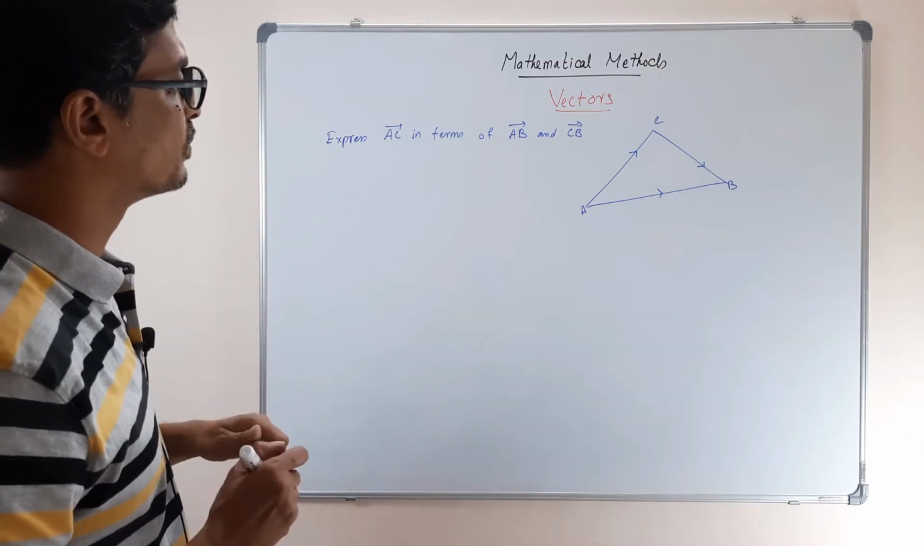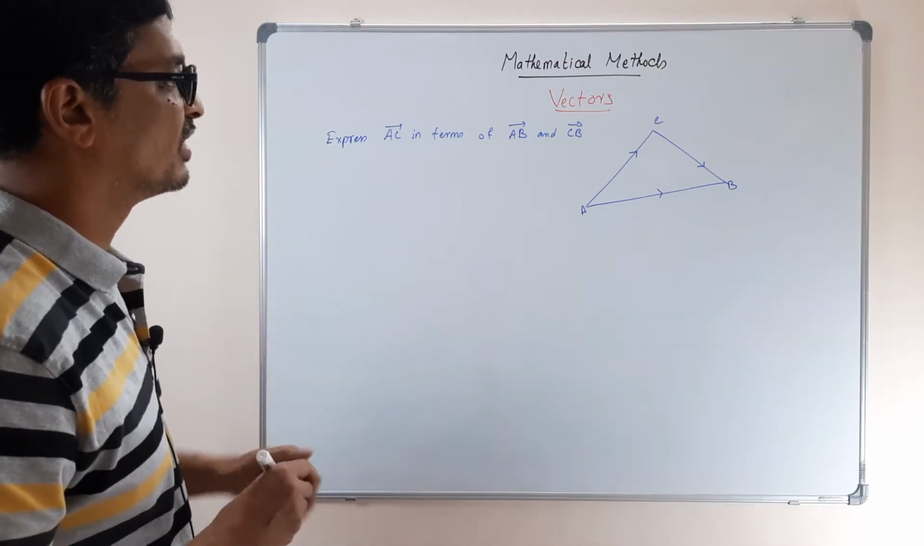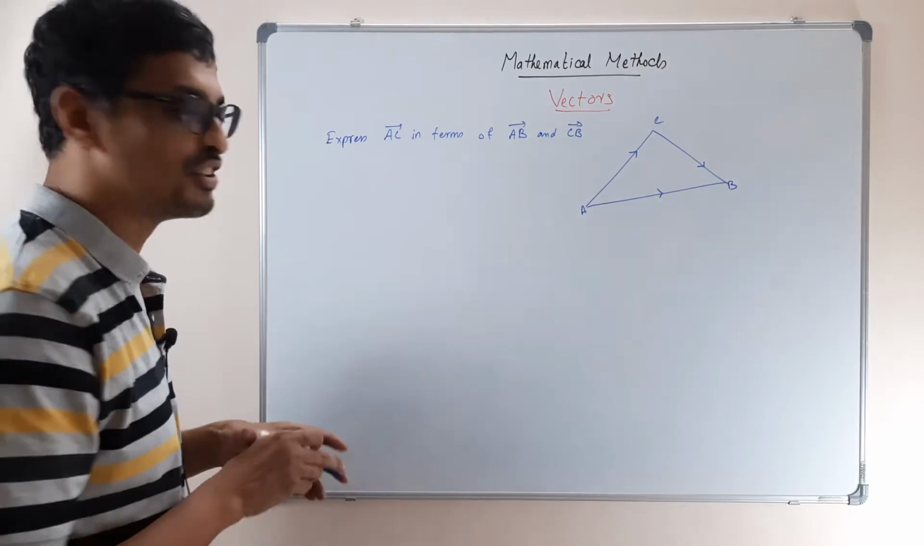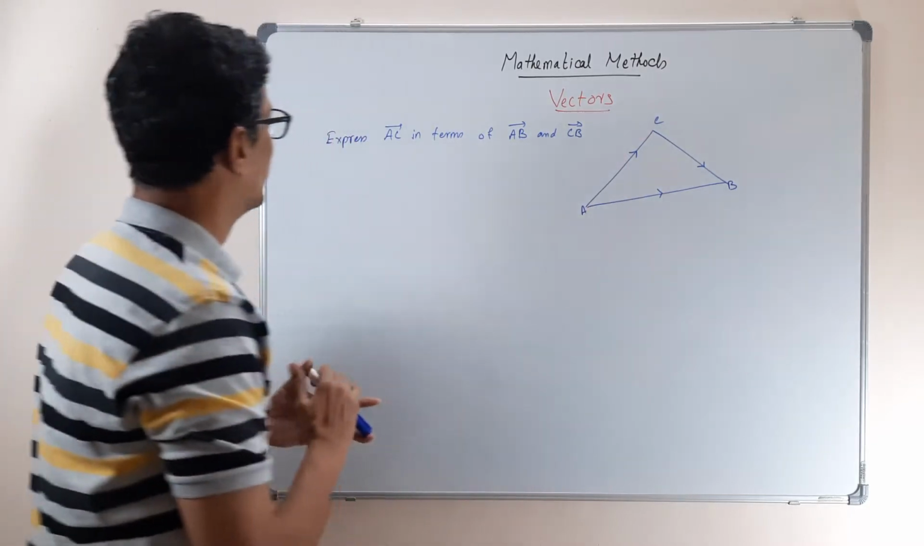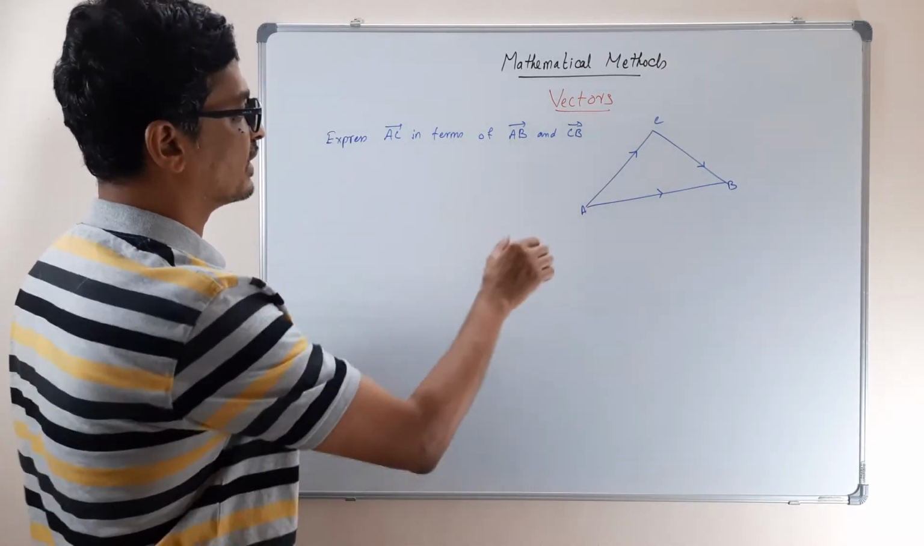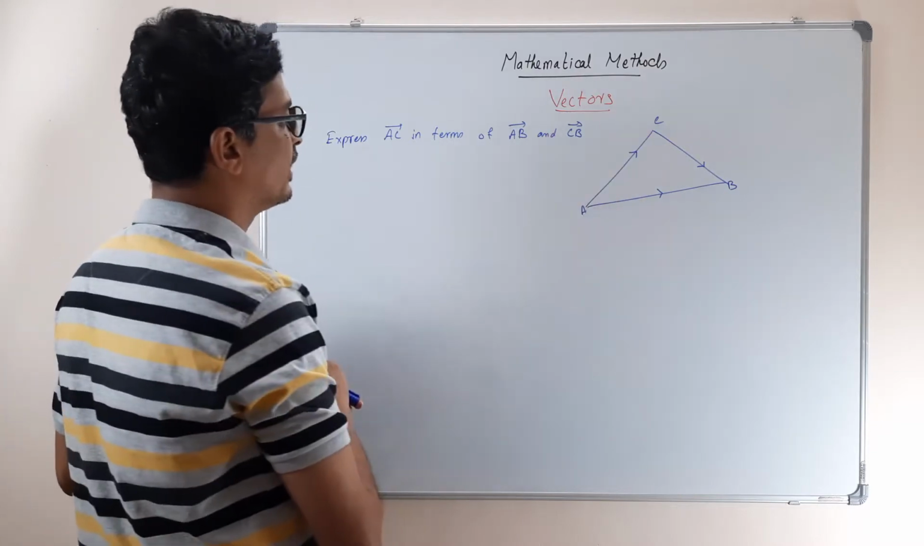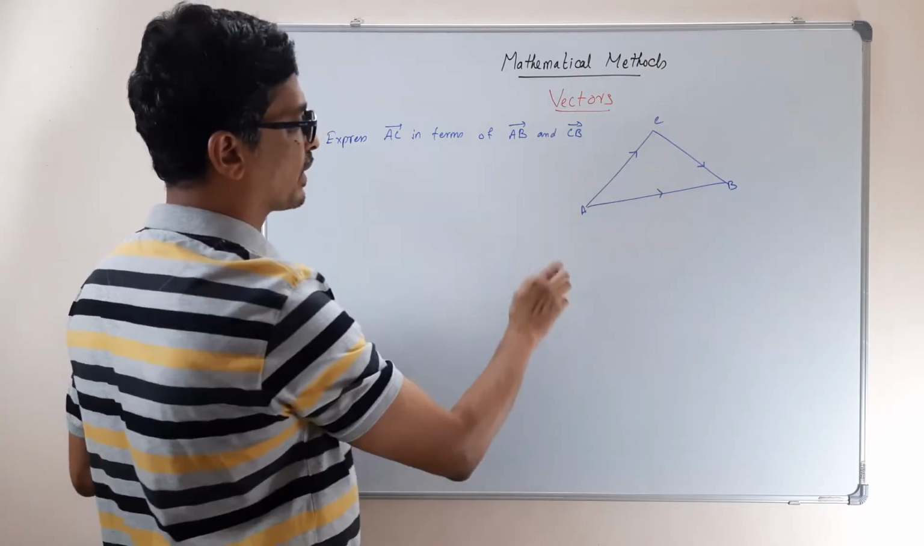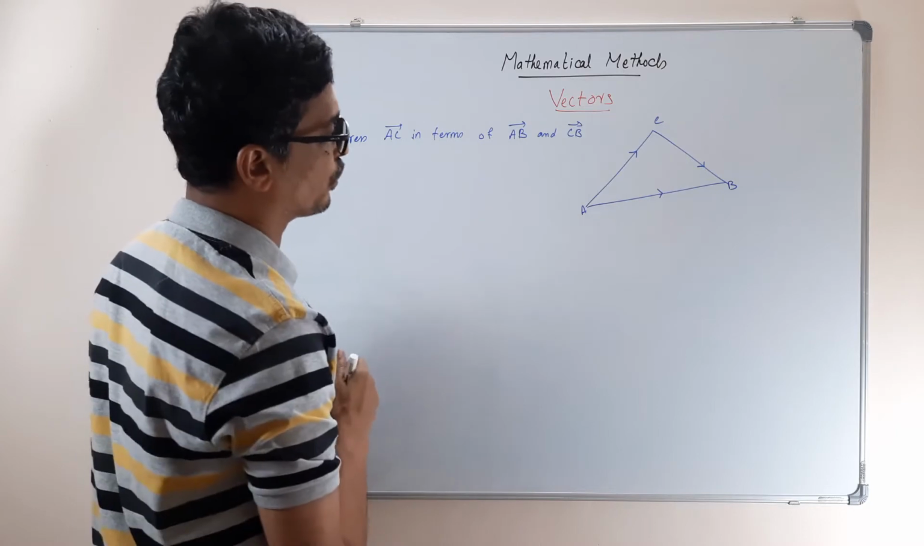See this problem. This is very simple. This is nothing but a triangle law. You are given the vectors. Express the AC vector in terms of the AB vector and the CB vector. In the figure they have given the direction also.